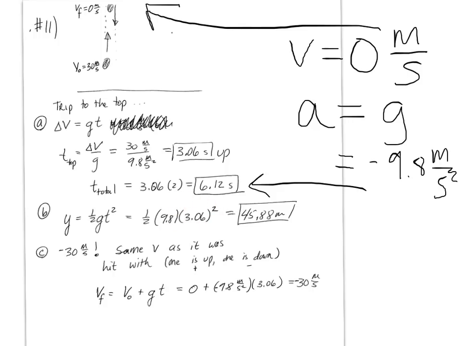And then C is asking how fast it was going when it comes back down. And anytime you throw something, it's going to come back down at the same speed that you threw it at. So you can take a look at that.